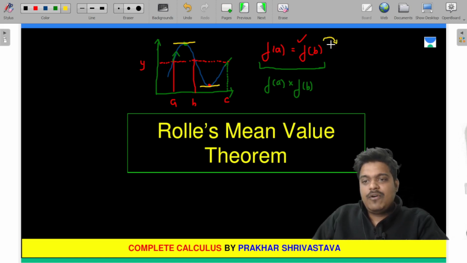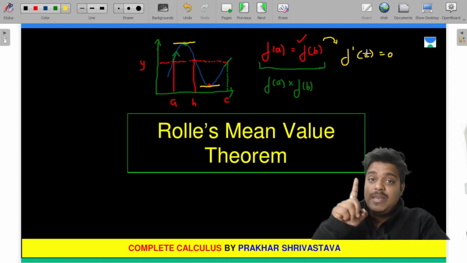So that is why it is written that if f of a is equal to f of b, then there exists a point c such that f dash of c is equal to 0. There exists a minimum of one point.